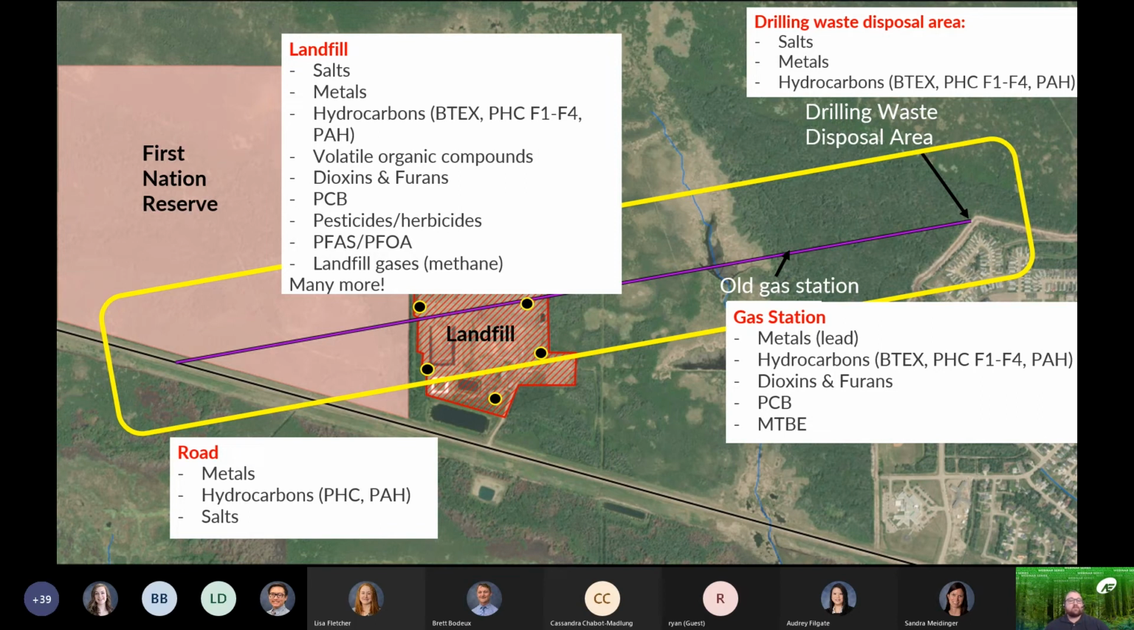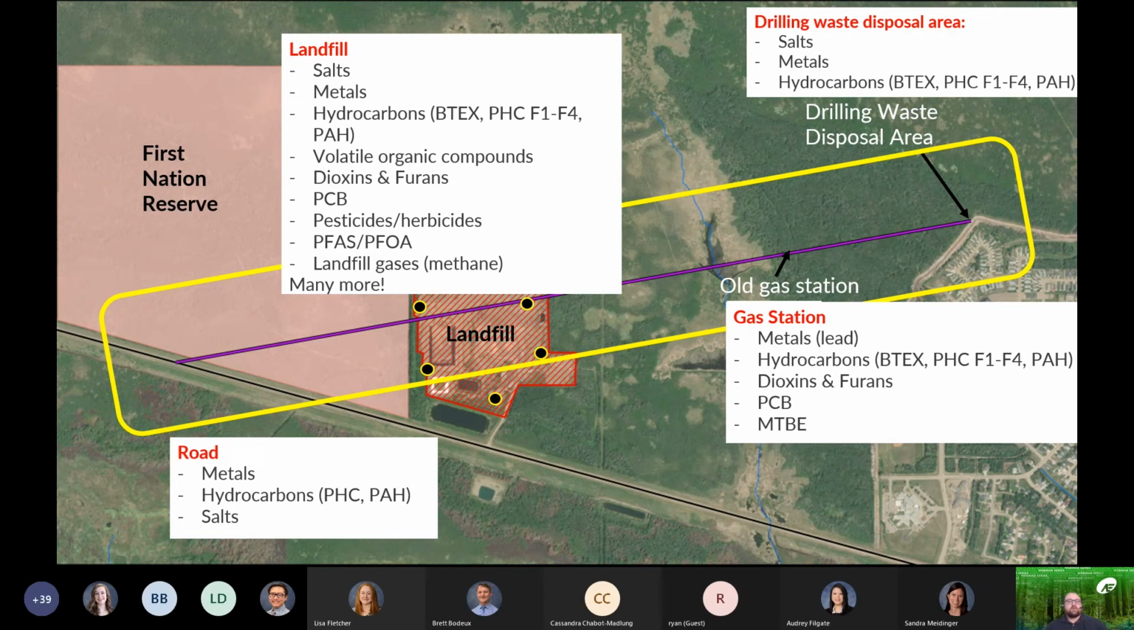Volatile organic compounds, so those are lighter, vapor-producing type contaminants. Dioxins and furans, those are a byproduct of burning. PCBs, which are polychlorinated biphenyls, are in certain oils and older electrical transformers and electrical items. Pesticides and herbicides are a lot more common in rural dumps around farming and agricultural areas.